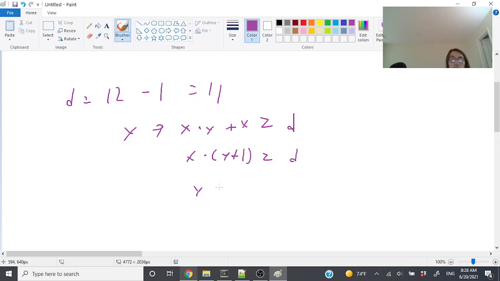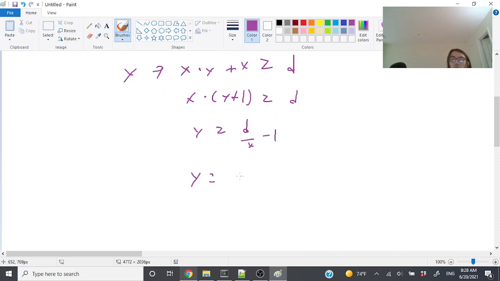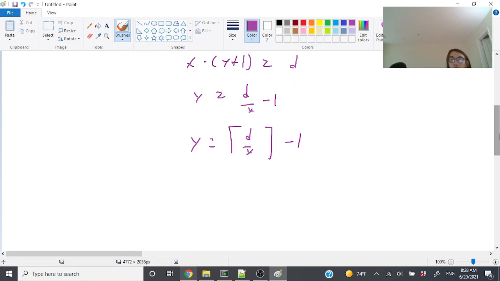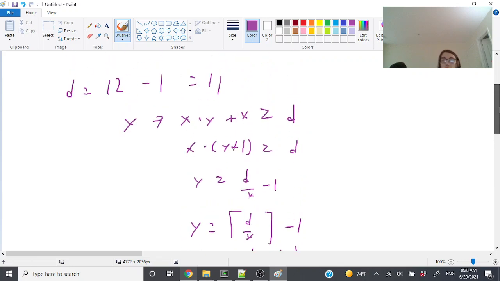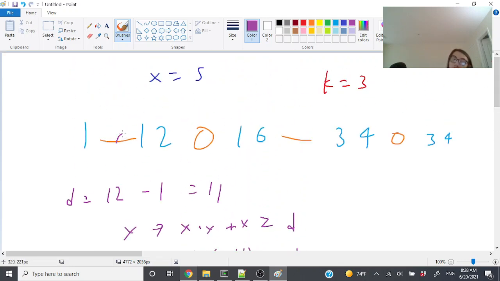So solving for y, we get y is greater than or equal to d over x minus 1, which doesn't actually make sense. Maybe it does, because that means y is equal to the ceiling of d over x minus 1. I had a different formula. I think it ends up being equivalent because of the relationships between ceiling and floor. But it's the floor of d minus 1 over x. Yeah, this makes sense. Okay. So this is the number of elements we need to insert to make this work.